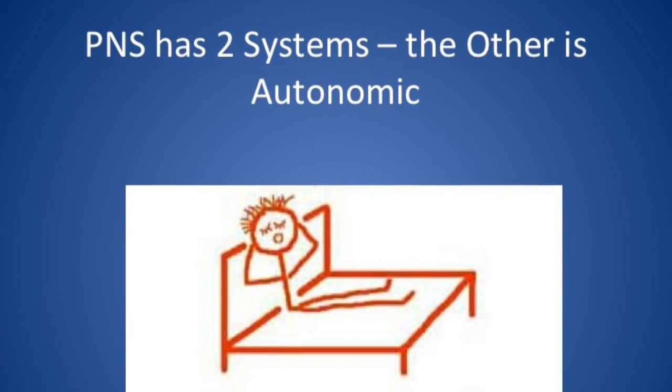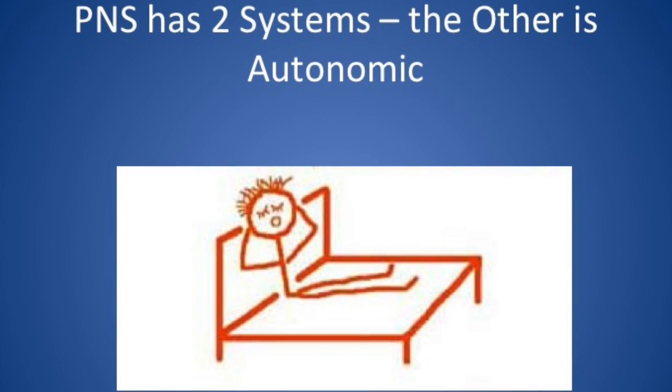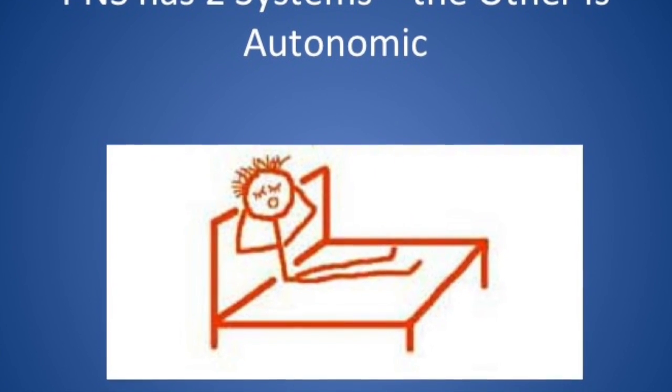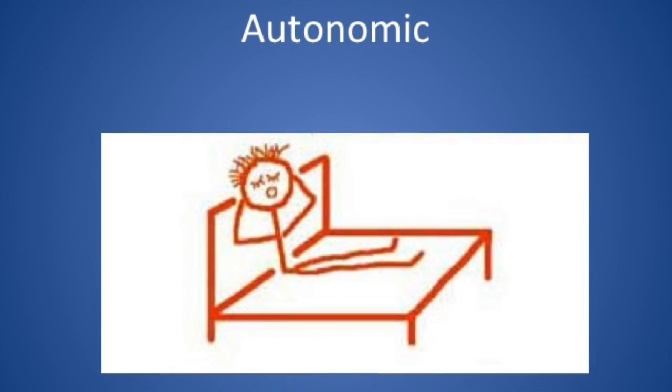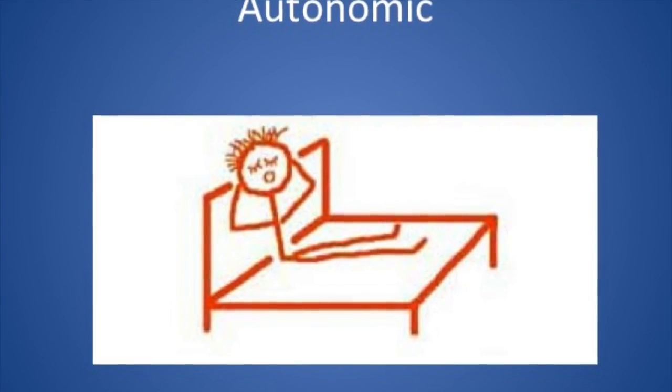The second PNS system is the autonomic nervous system. It is responsible for controlling involuntary functions such as heartbeat, respiration, digestion, and blood pressure. This system is also related to emotional responses such as sweating and crying.